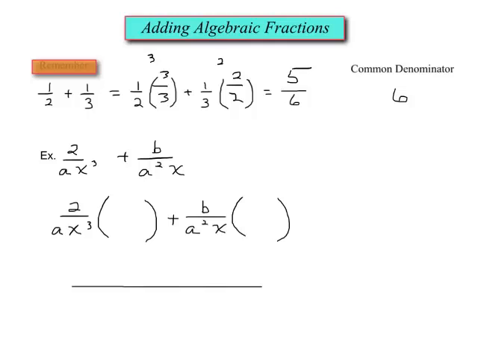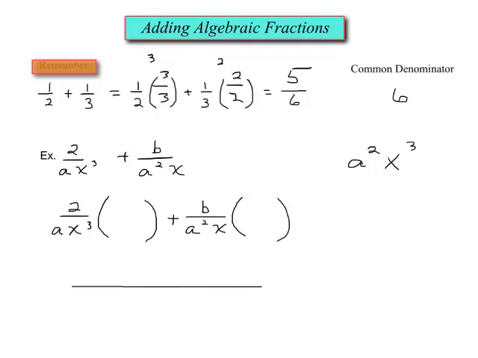If we look at our example, the first thing we want to do is to find our common denominator. And when we are finding the common denominator with variables, we want to pick every variable that's different and then the largest exponent. That would be the least common multiple. And so for this example, our common denominator is a squared x cubed.